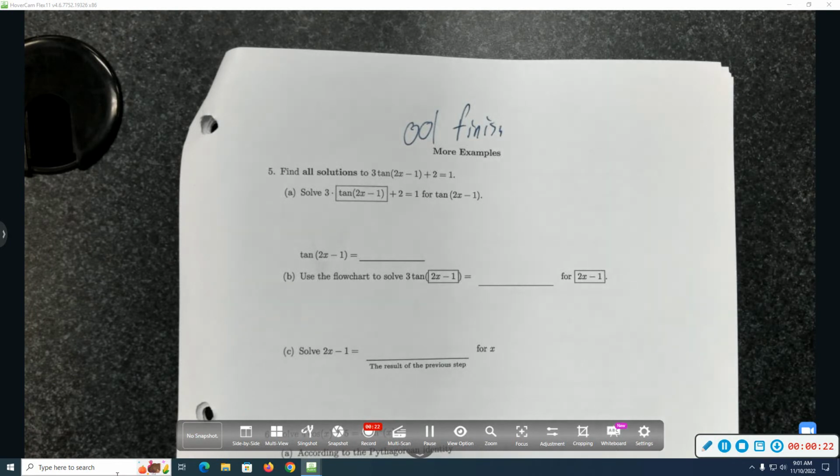So with that out, let's carry on with what I want to talk about today, which is how to solve trigonometric equations. I think it might make sense to start today, since there are no new ideas in this next example. Tell me, what is the solution to 3 times the tangent of 2x minus 1 plus 2 equals 1?